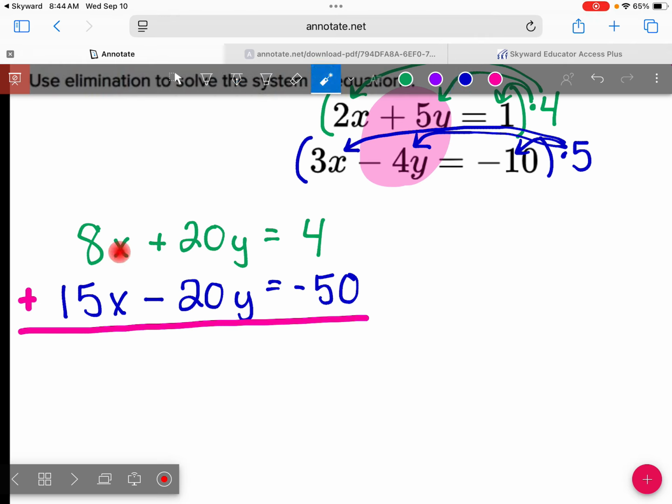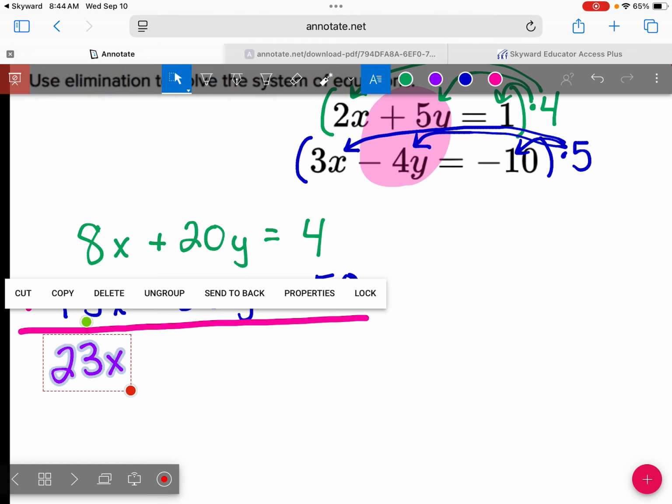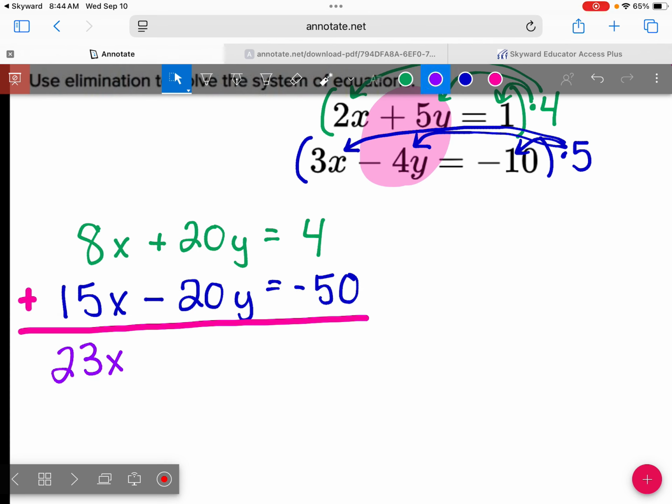So when we add together our 8x plus our 15x, what is 8x plus 15x? 23x. Then we've got our 20y plus negative 20y. Yeah, it cancels out. We get our 0 y's. I have 20 yams and I give away 20 yams.